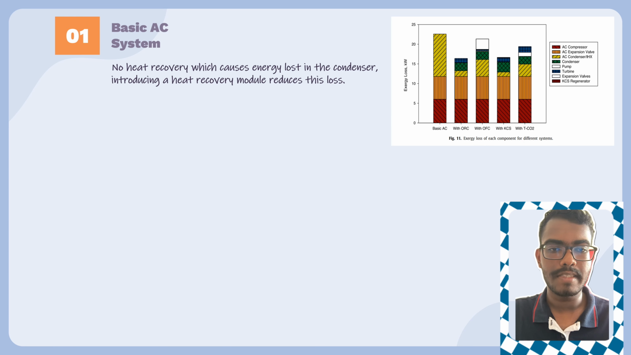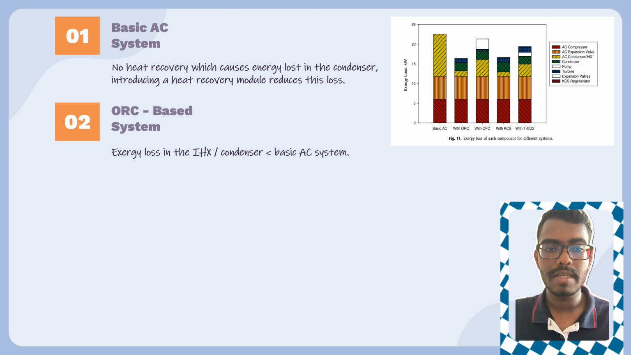For basic AC system, without heat recovery, a significant portion of energy is lost in the condenser, making up almost half of the total loss. So, introducing a heat recovery module can reduce this loss. For ORC-based systems, in this system, the exergy loss in the IHX, or intermediate heat exchanger, is notably lower compared to the basic AC system. The overall performance is improved compared to the basic AC system.